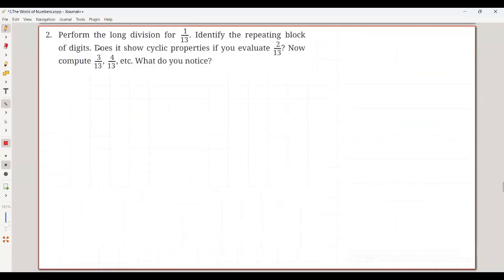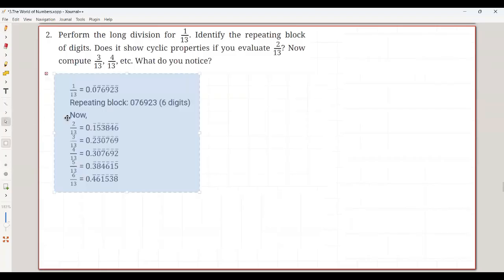Question number 2. Perform the long division for 1 by 13. Identify the repeating block of digits. Does it show cyclic properties if you evaluate 2 by 13? Next, compute 3 by 13, 4 by 13, etc. So what do you notice? First you have to do the long division for 1 by 13. I'll be showing the 1 by 13 long division.